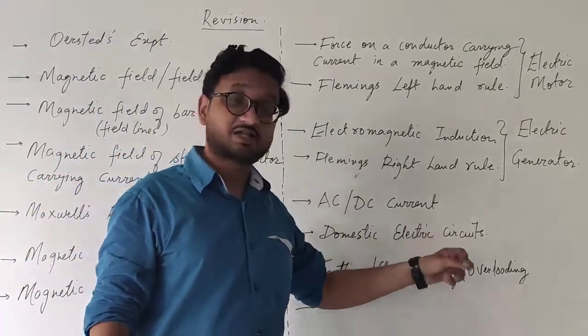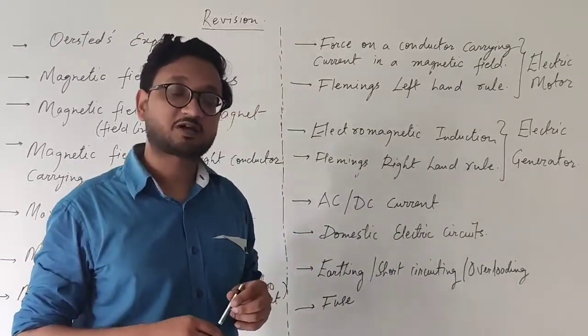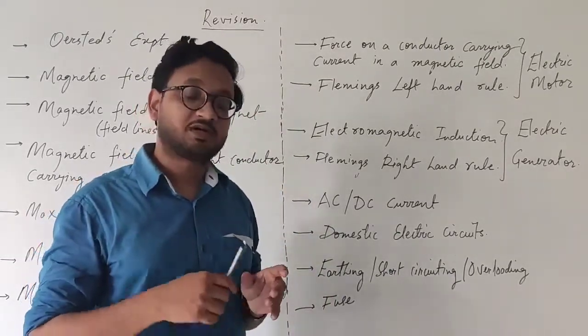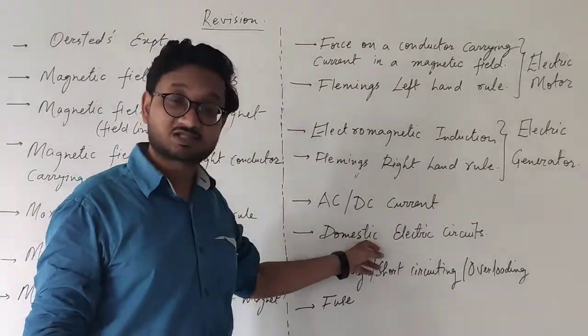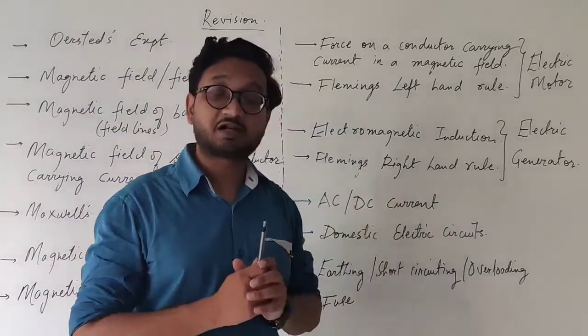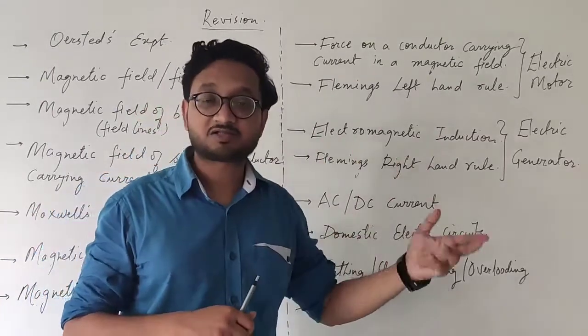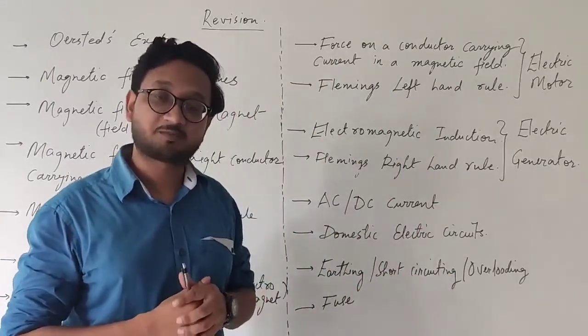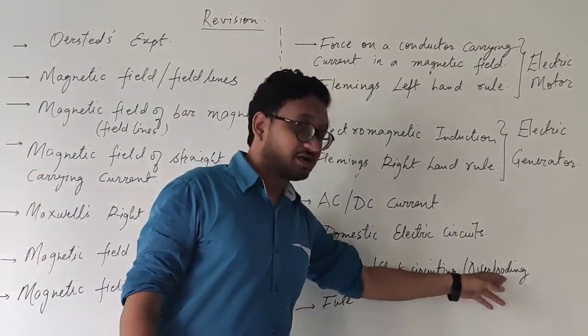One more thing, domestic electric circuits also have parallel connection, which is quite important. That also we have studied in the previous chapter, but it has been revised in this chapter as well. So it is my duty to explain to you once again that in our household we have the plugs and sockets connected in a parallel fashion, so that even if one of the appliances stops working, the other appliances of the house keeps on working because of the parallel connection. Okay. And the next one is earthing, short circuiting and overloading.